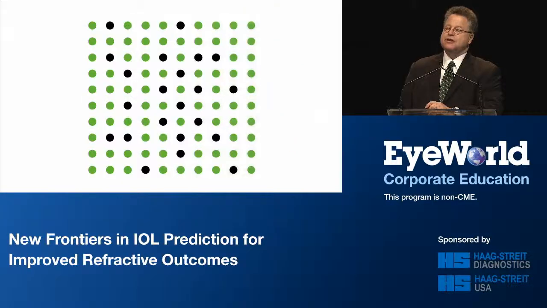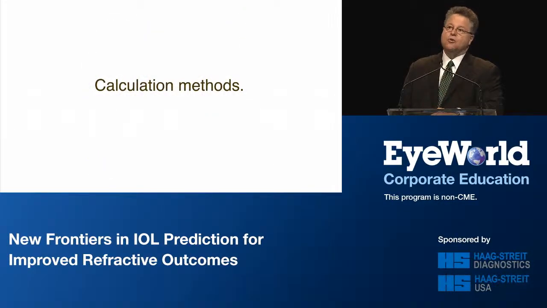So this is huge. This is what 78% accuracy looks like represented graphically. And so we need to do better if we're going to be putting in multifocals and torics.